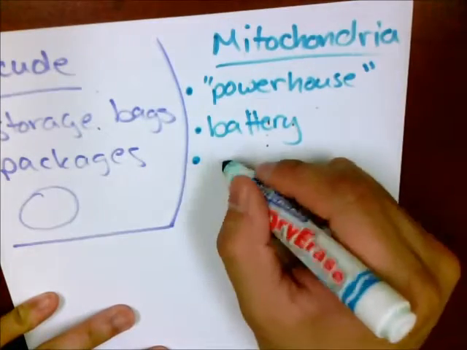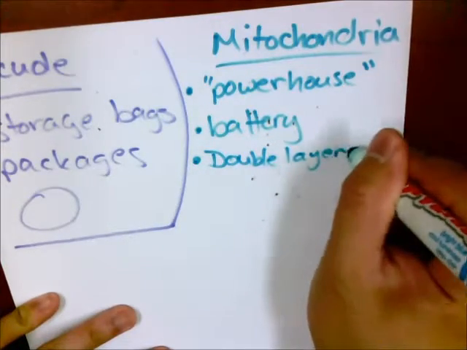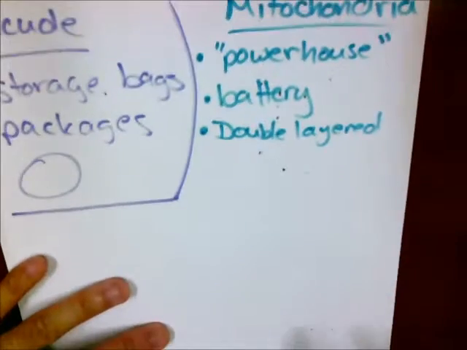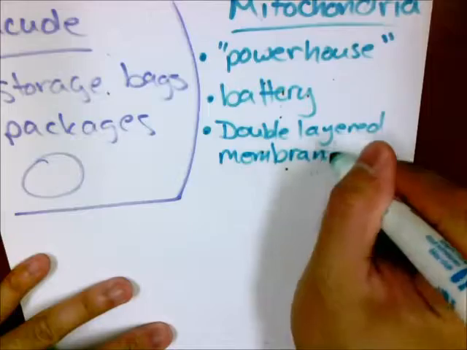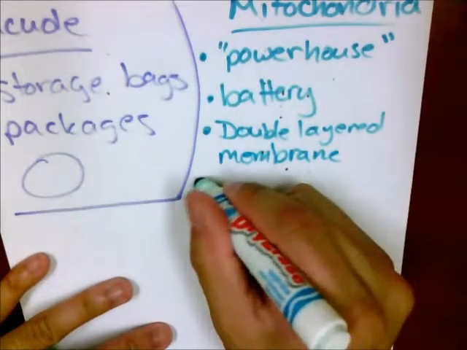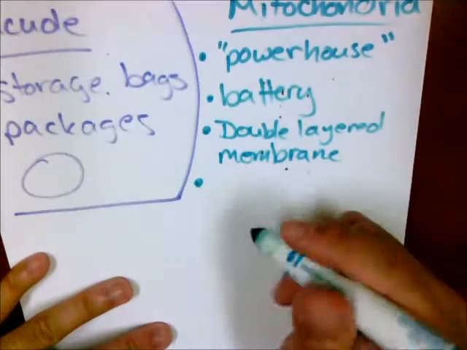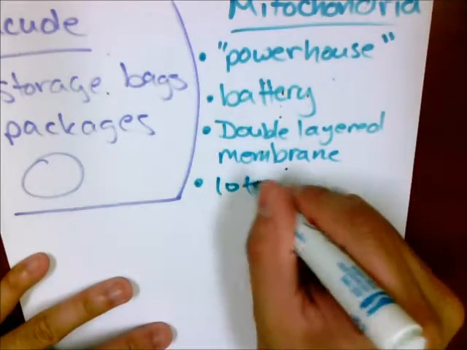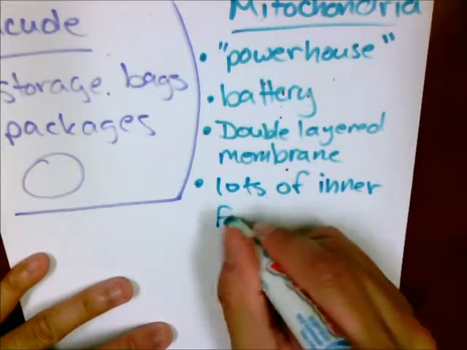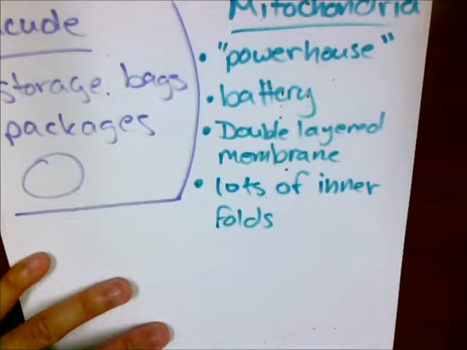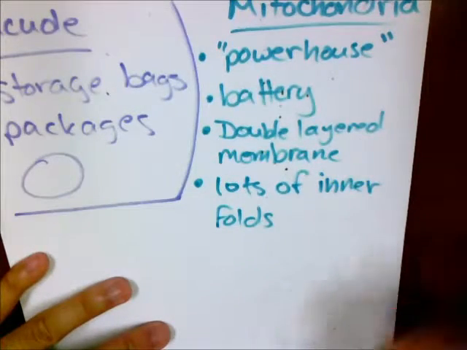It has a double-layered membrane, so it's double-layered. It's actually the most specific and unusual organelle, in my opinion, to study. So it's a double-layered membrane. It produces energy, so it's a powerhouse. It's a battery. It produces energy. Double-layered membrane. Has lots of folds, inner folds. They're called cristae, but I don't see that in your notes, so I'm not going to worry about them right now. But yeah, so lots of inner folds.